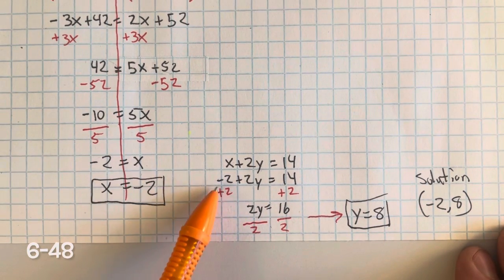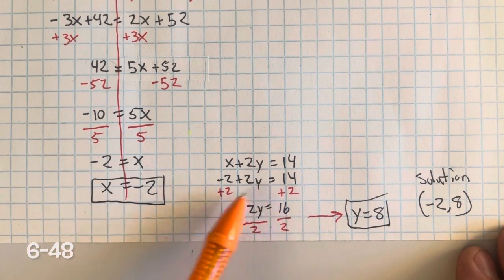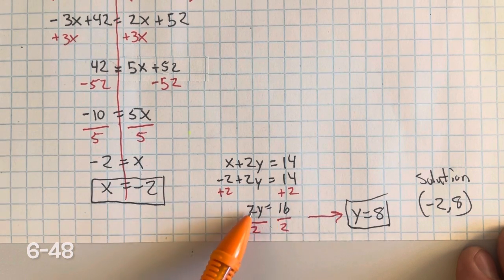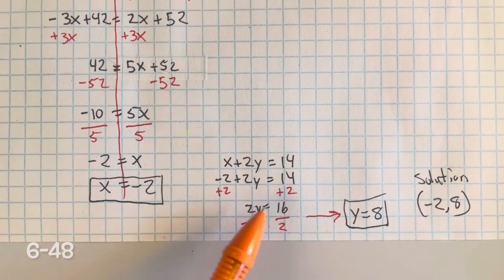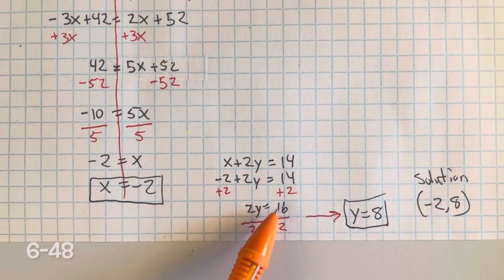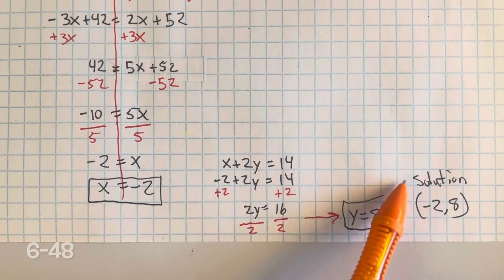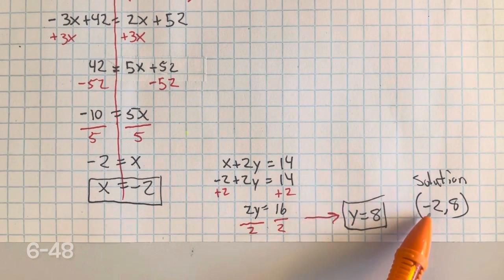So we're going to add 2 to both sides, 0 pair. 14 plus 2 is 16. Divide by 2 creates the giant 1. What you do to one side, you do to the other. And so we get 16 divided by 2 is 8. So y equals 8. So our solution to this system is negative 2, 8.